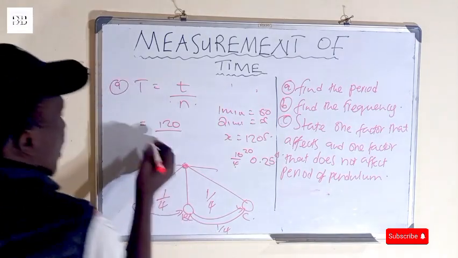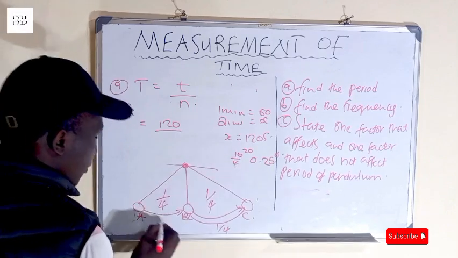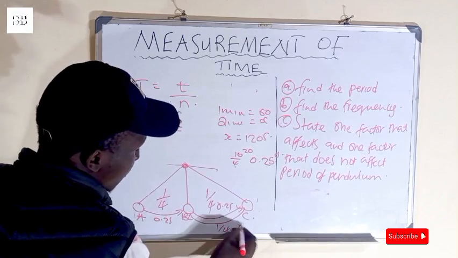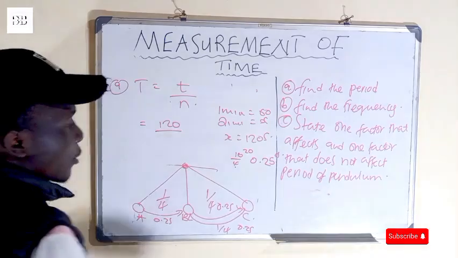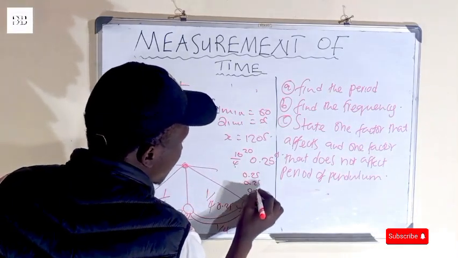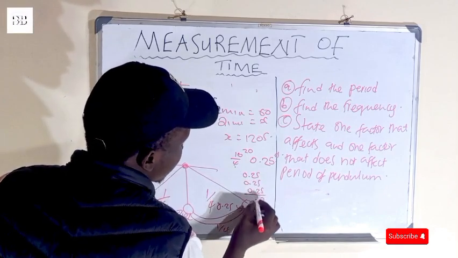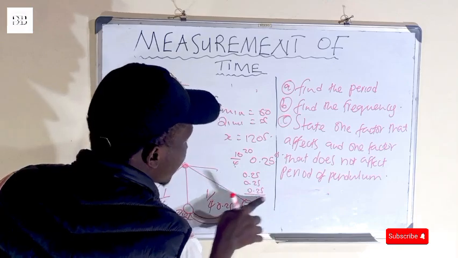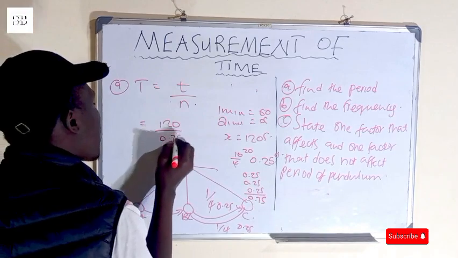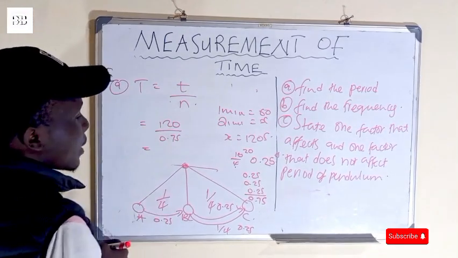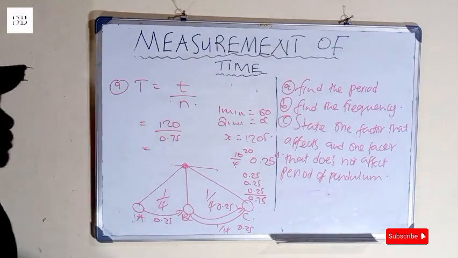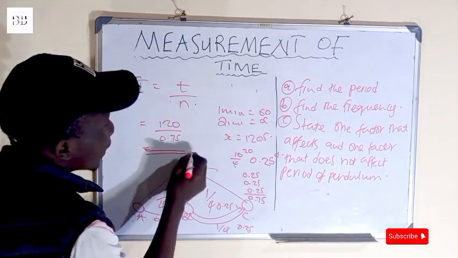Yes. So you have 0.25. This is a 0.25, a 0.25, 0.25. So you add this: 0.25 plus 0.25 plus 0.25, you have 0.75. So you divide this by 0.75, and then what you get, I do not have a calculator at the moment, but when you divide, that would be your final answer.